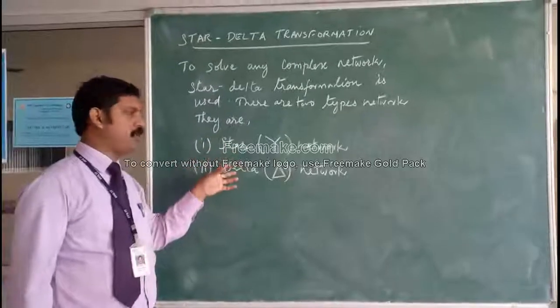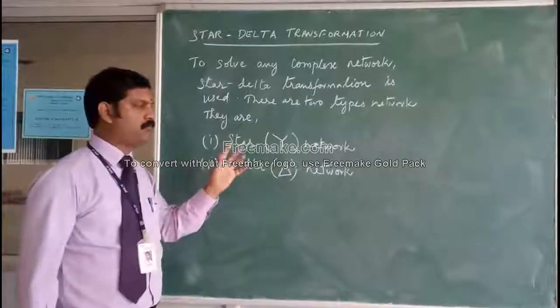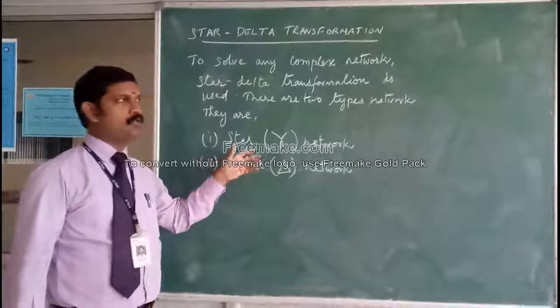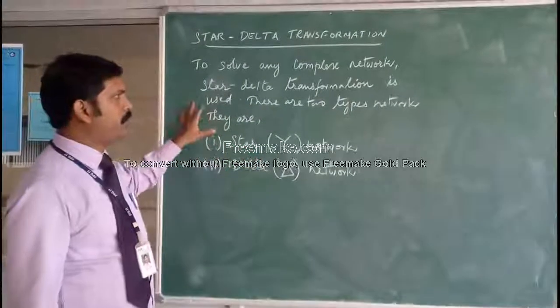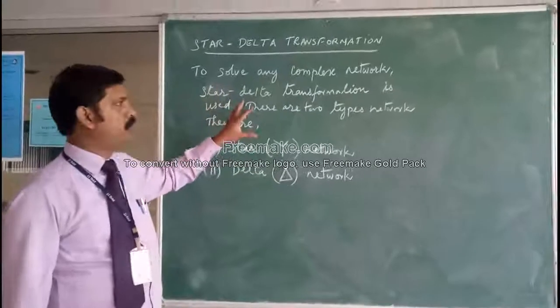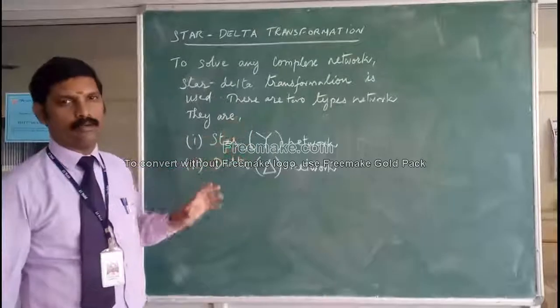That's a simple derivation: how this star connected network can be transformed into a delta network, and a delta network can be transformed into a star network. In any complex network, or any problem, it is required to use these techniques to make the circuit simplified.